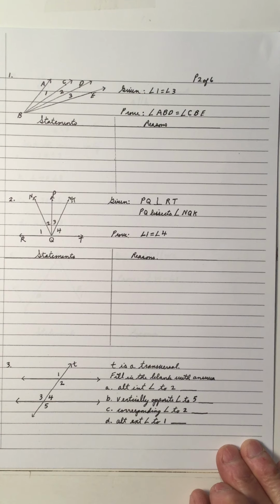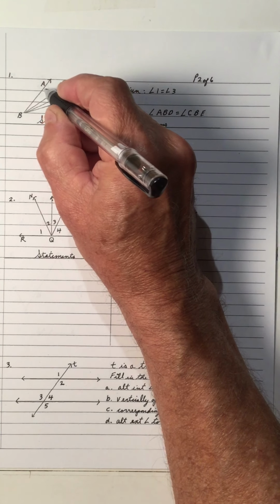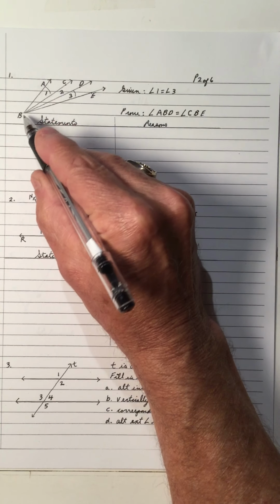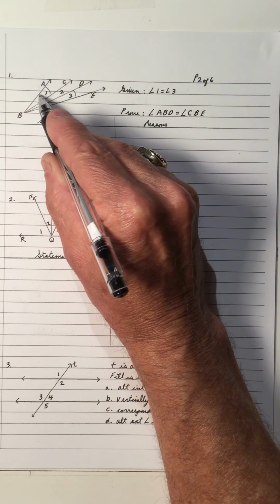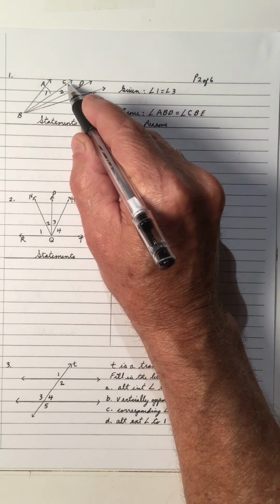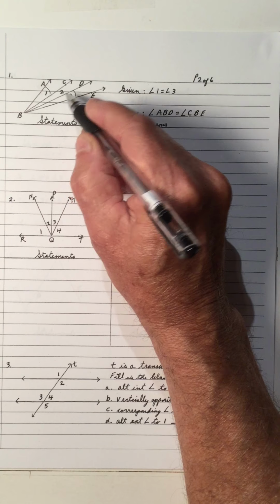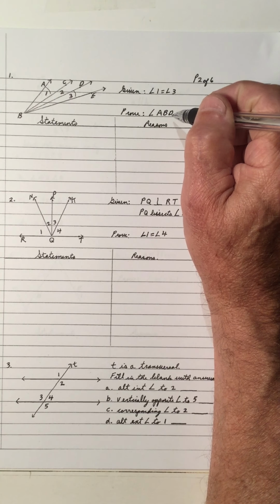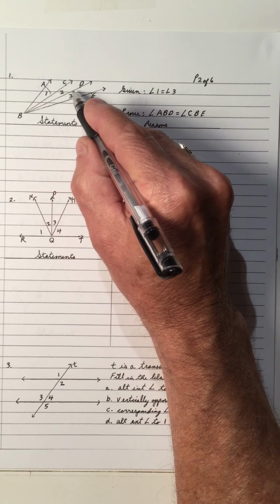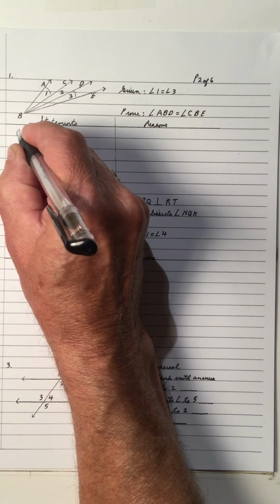Review of congruent triangles. We have a diagram and we're given that angle 1 equals angle 3, and we have to prove that angle ABD, which is this angle here, is equal to angle CBE, which is this angle right here. So this is the bigger angle, these are the smaller ones, so we're going to have to add. So angle ABD is made up of angle 1 and 2. So we're going to have to add the angles together.